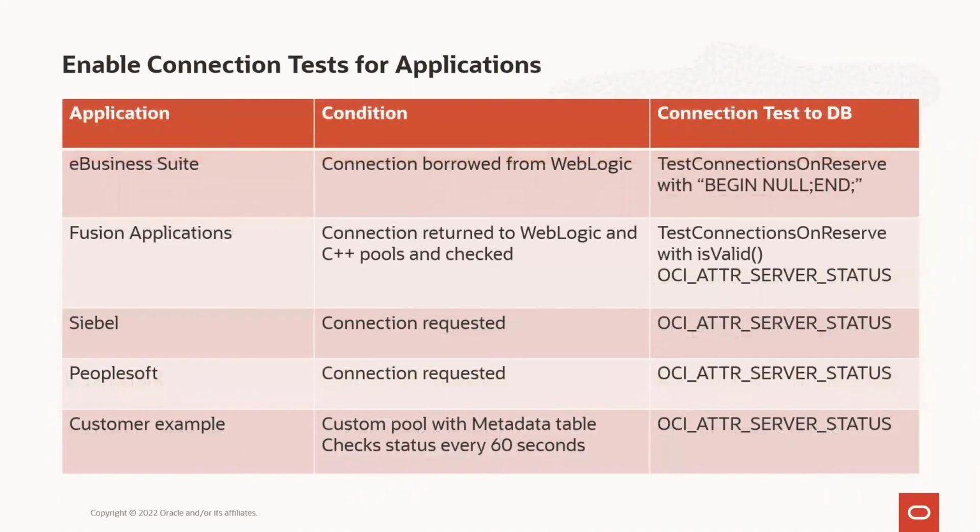Pretty straightforward. Now, for various packaged applications, as I mentioned, they nearly always have this configurable. These are the ones that are there for PeopleSoft, Siebel, and so forth. You can also create your own, such as the example we have down here. You can check the status every 60 seconds or whatever it might be, and you check the OCI attribute server status. Okay, it's for an OCI application.